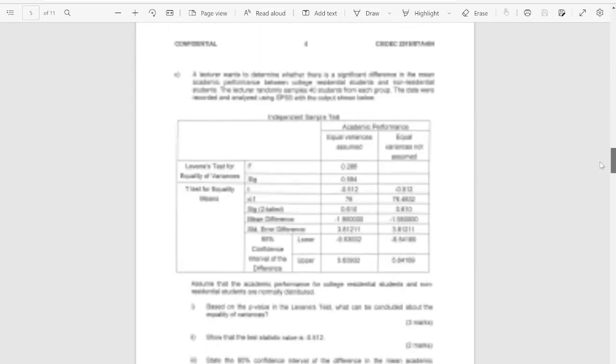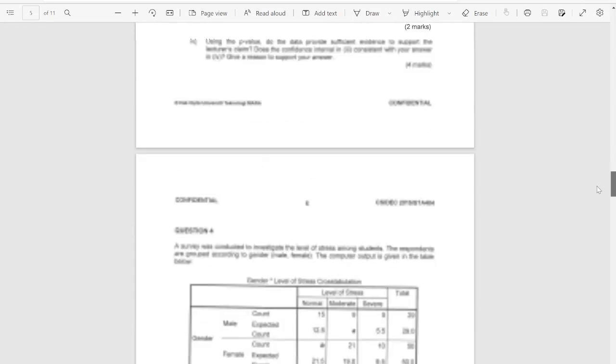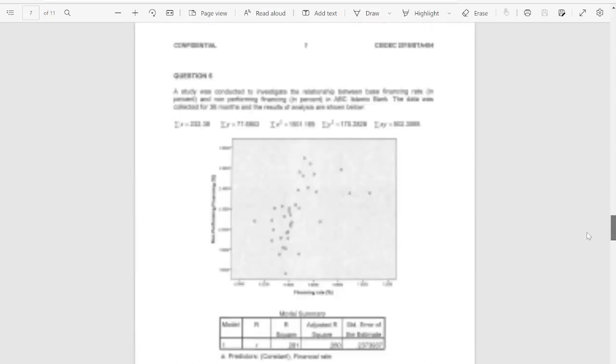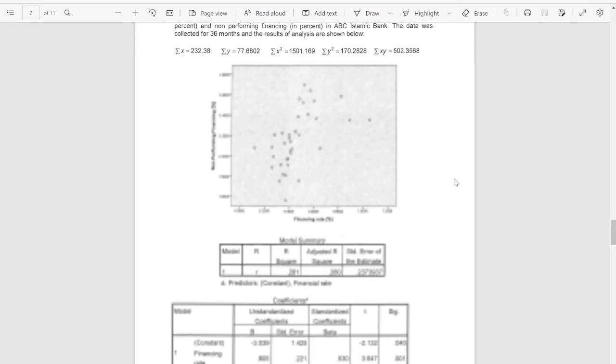Ini bukan. Ini pun bukan. Ini pun bukan. Okay, this one.